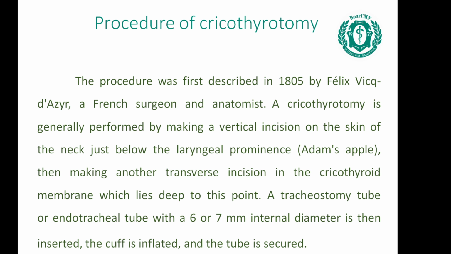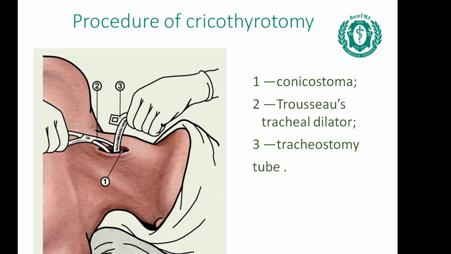A cricothyrotomy is generally performed by making a vertical incision on the skin of the neck just below the laryngeal prominence. This laryngeal prominence is also called Adam's apple. Then making another transverse incision in the cricothyroid membrane, which lies deeper to this point. A tracheostomy tube or endotracheal tube with a 6 or 7 millimeters internal diameter is then inserted. The cuff is inflated and the tube is secured.